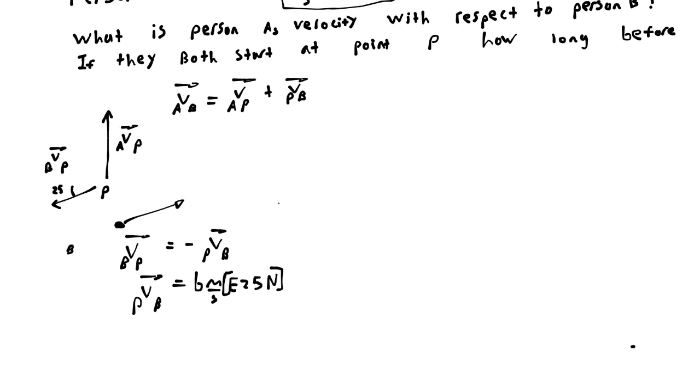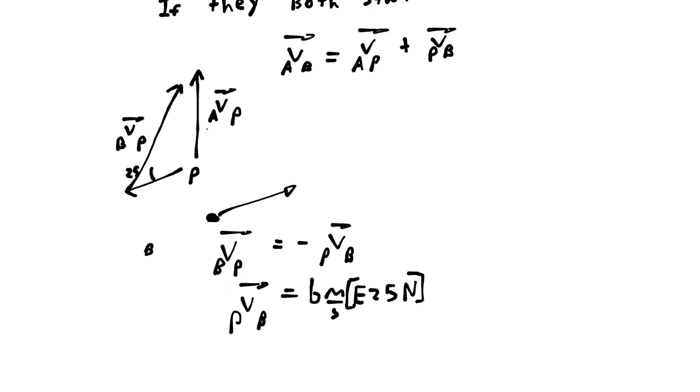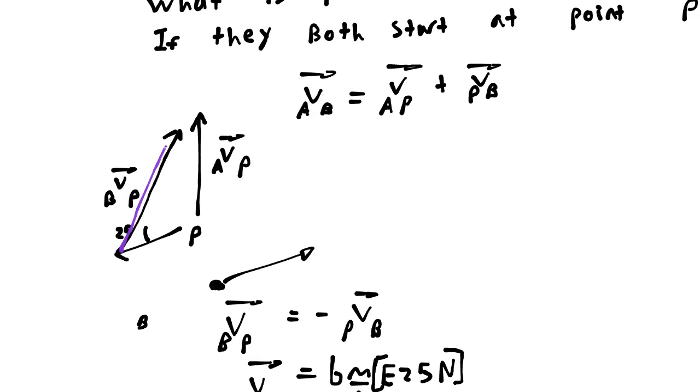So if we kind of draw this out now, so velocity of, actually I can just use this right here. So velocity of A with respect to B is going to look something like this. It's going to be that line up there. Okay, so here I'll just kind of draw this in, so I'll make it the pink line. So pink line is going to be this.